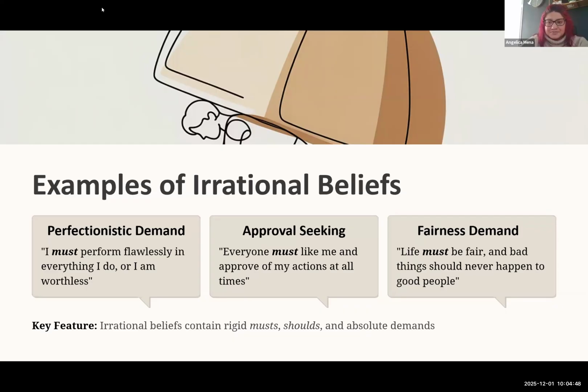It's not realistic that you're going to be everybody's cup of tea all of the time. And so Ellis argued this isn't really healthy, and it's not really rational or logical. There's going to be some people who don't like me, and that's okay. You know, I like me, and that's what really matters. That might be a healthier belief to carry with you, right?